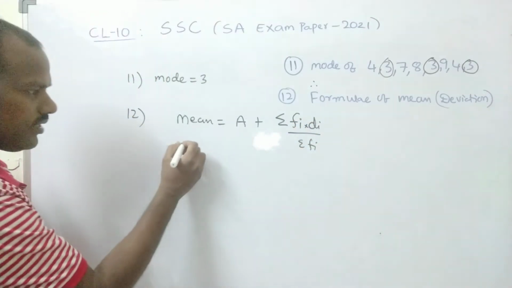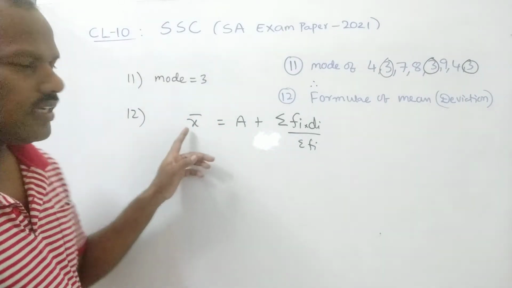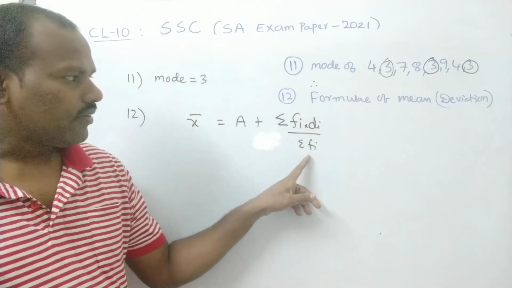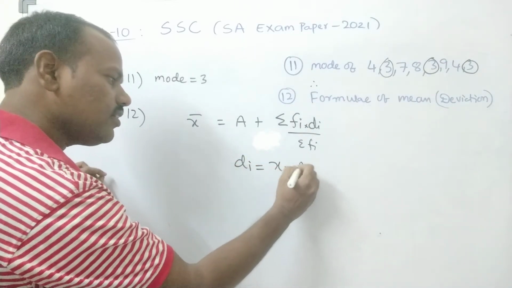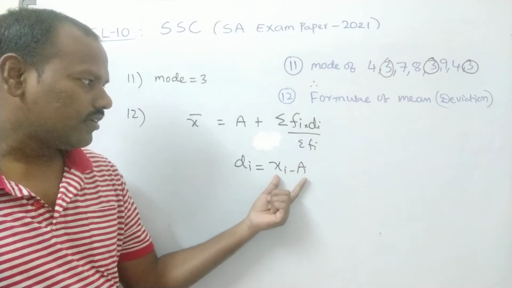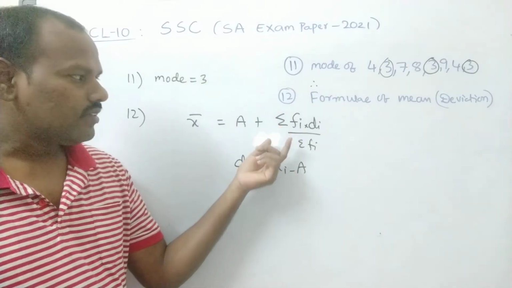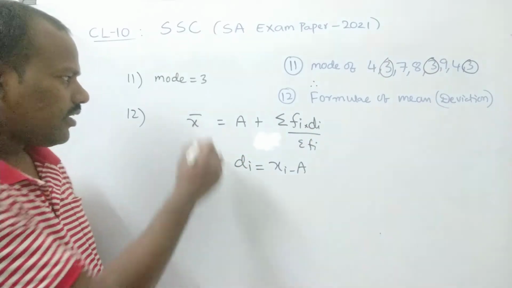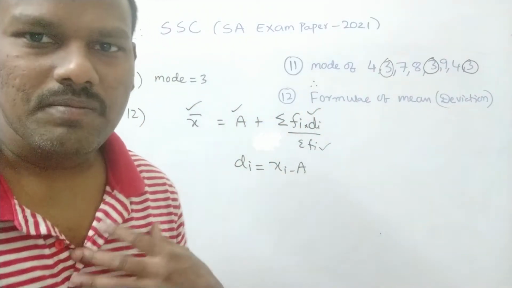Instead of mean we can also write x bar. You need to explain all the terms. X bar stands for mean, a is the assumed mean, sigma fi is the sum of the frequencies, and di equals xi minus a. Xi minus a, the difference of class marks and assumed mean, is nothing but deviation. Sigma fi di is the summation of the product of frequency and deviation, but usually we write x bar, a, sigma fi and di only. Okay, that's it. With this we completed section B.